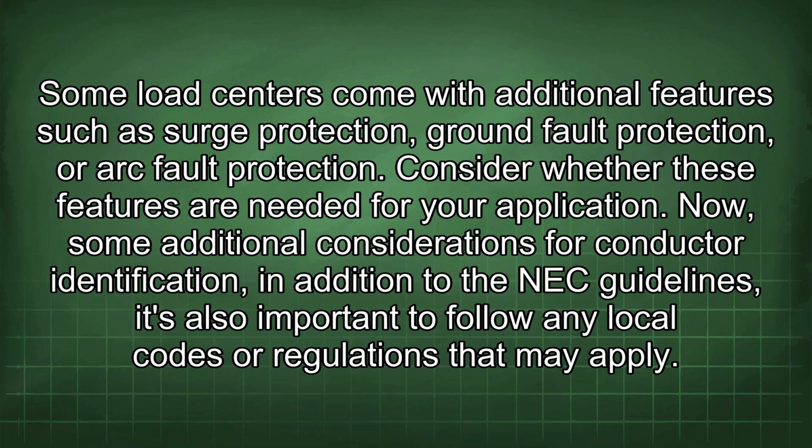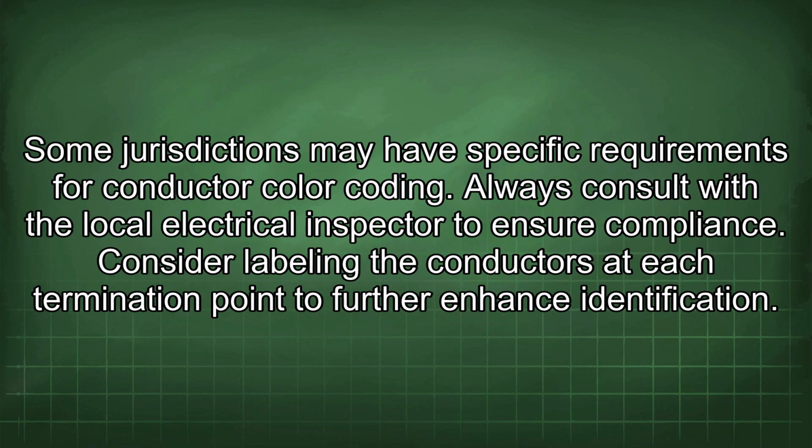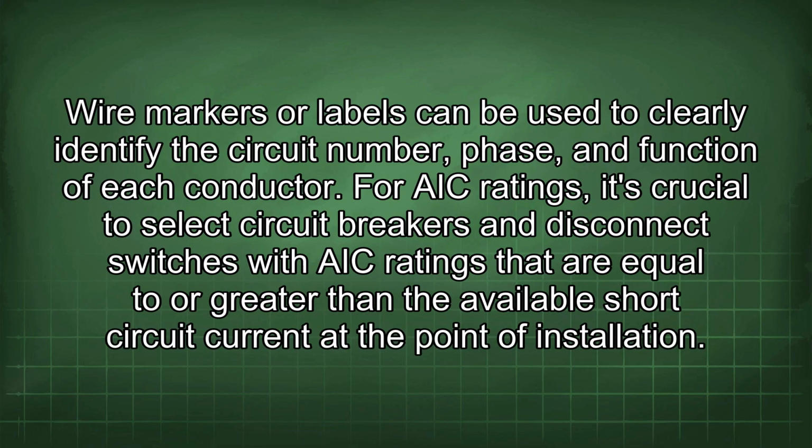Now, some additional considerations for conductor identification. In addition to the NEC guidelines, it's also important to follow any local codes or regulations that may apply. Some jurisdictions may have specific requirements for conductor color coding. Always consult with the local electrical inspector to ensure compliance. Consider labeling the conductors at each termination point to further enhance identification. Wire markers or labels can be used to clearly identify the circuit number, phase, and function of each conductor.